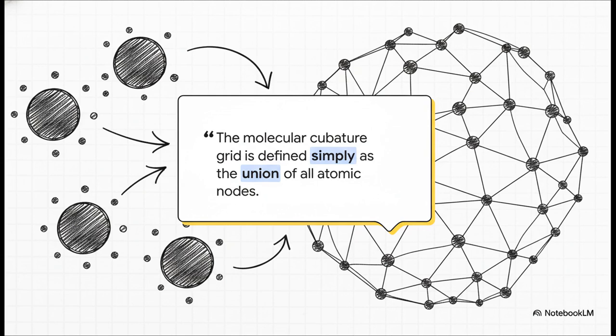The molecular cubature grid is defined simply as the union of all atomic nodes. You just figure out the special points for each atom and throw them all together into one big list. And that simplicity, that's exactly what makes this whole method so incredibly powerful.